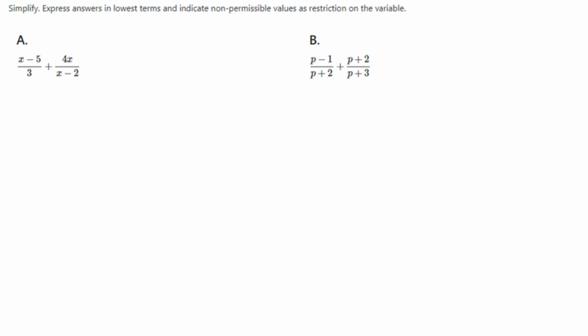Simplify. Express answers in lowest terms and indicate non-permissible values as restrictions on the variable. So in both of these examples here, we are adding rational expressions. We're adding quotients. Whenever we're adding quotients, we need to ensure we have the same denominator. So we're going to first determine the lowest common denominator.